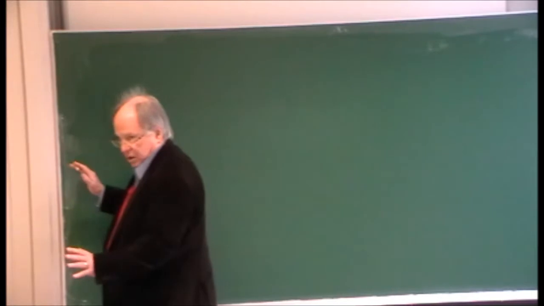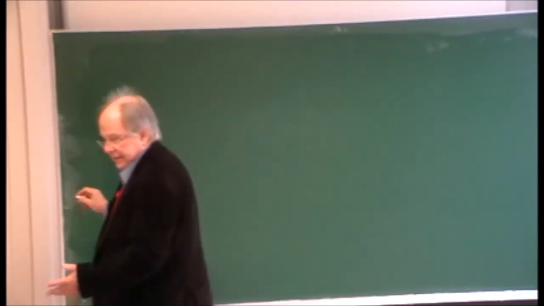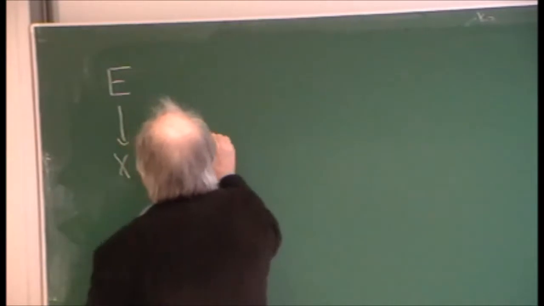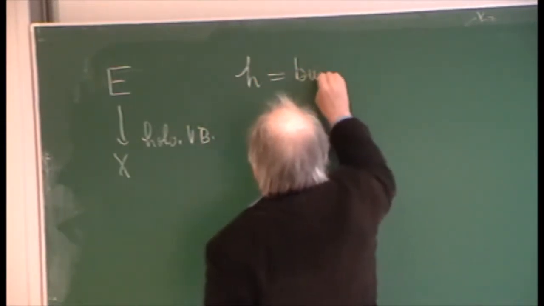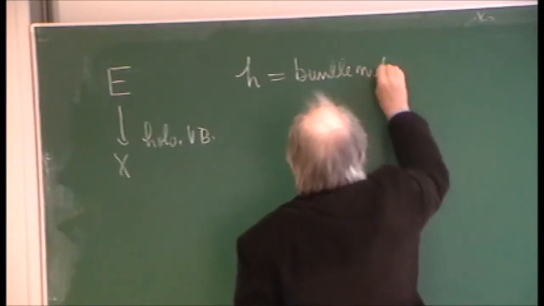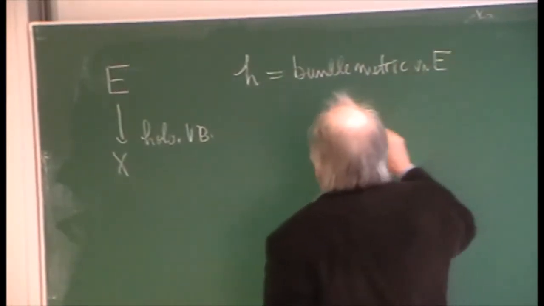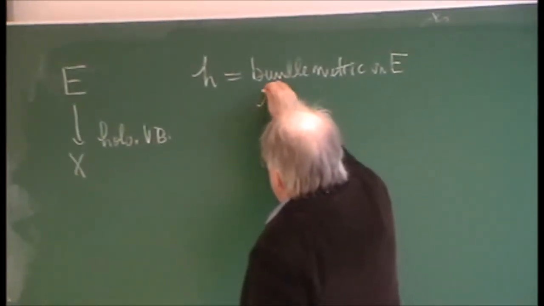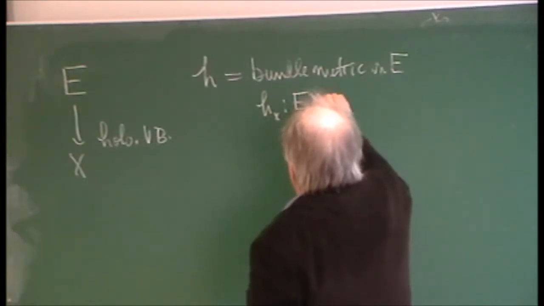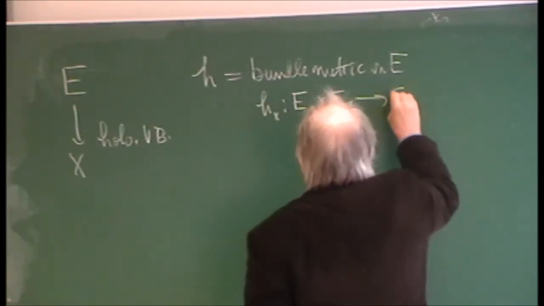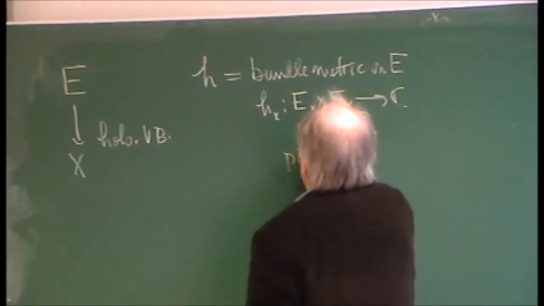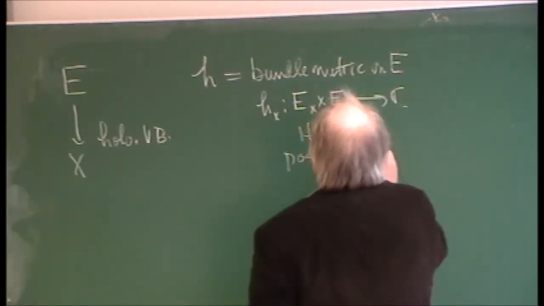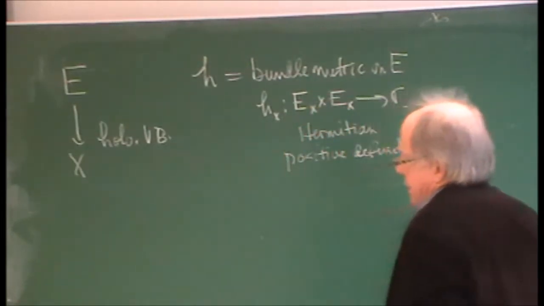So let me just say this. I'm going to jump over a big hurdle here, but I could fill it in a day very easily. Okay. So now let E be a holomorphic vector bundle. Now let's assume that H is a bundle metric on E. So this means on each X, H_X is a pairing on the fiber over X, and it is a Hermitian positive definite metric. That's what I mean when I say a bundle metric on a vector bundle.